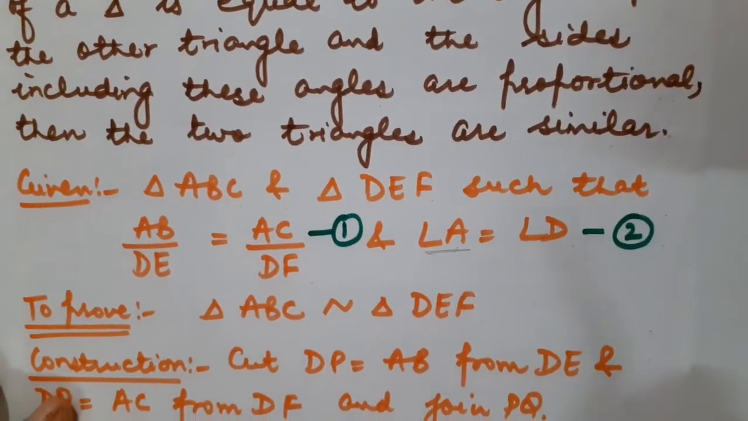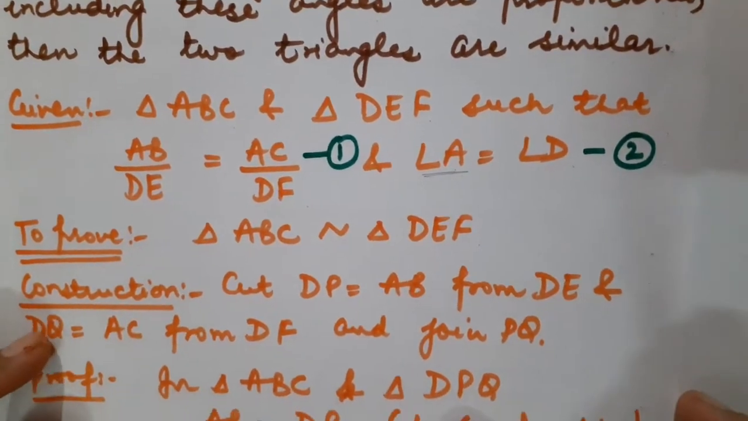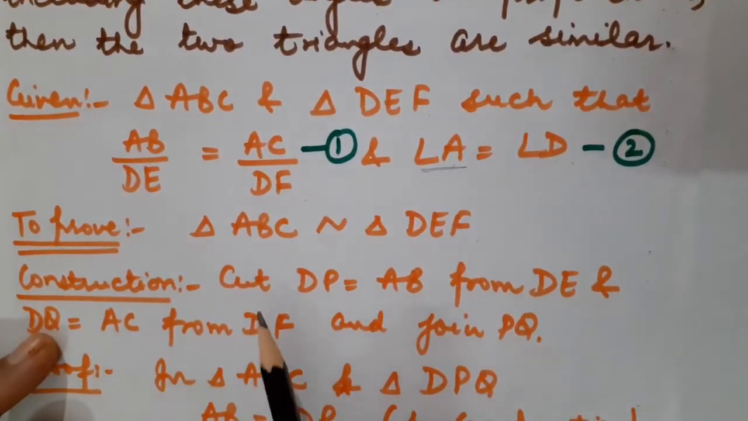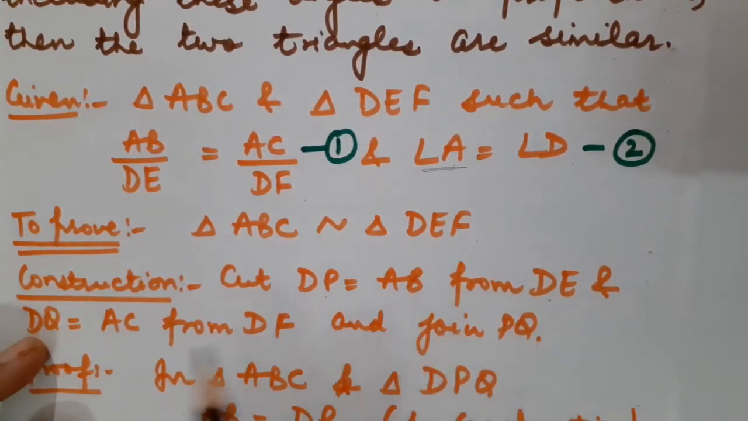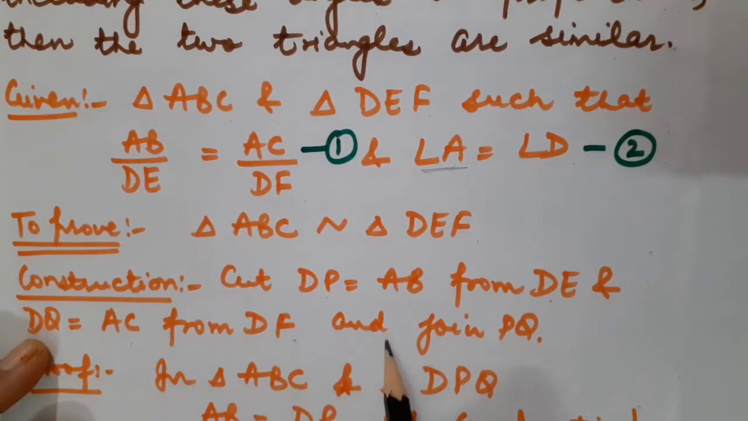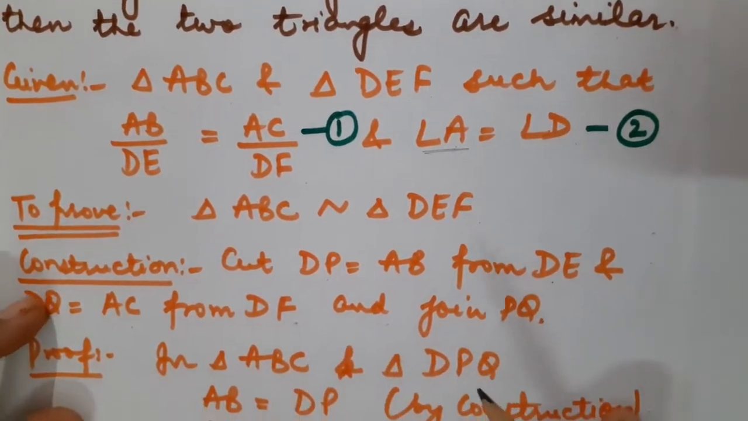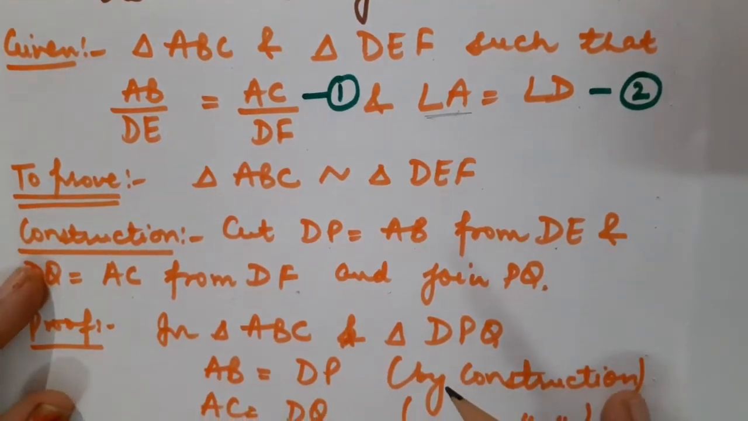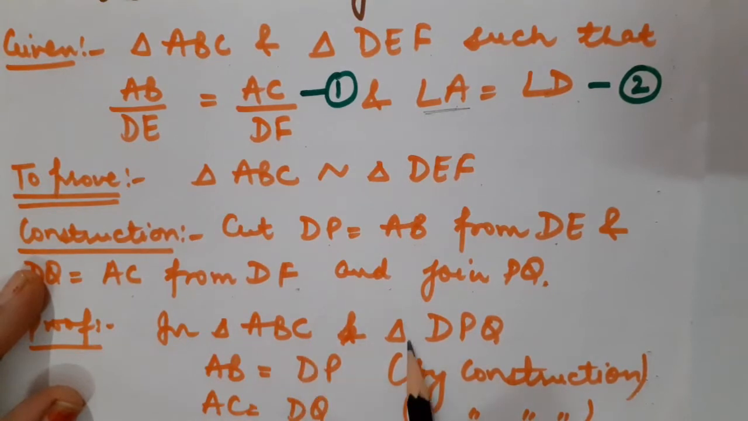For that, as I did the construction in the previous two criteria, in the same manner I am going to do the construction now also. Cut DP equal to AB from DE and DQ equal to AC from DF, and then join PQ. Fine, children. So now let us reach its proof. In triangle ABC and triangle DPQ.